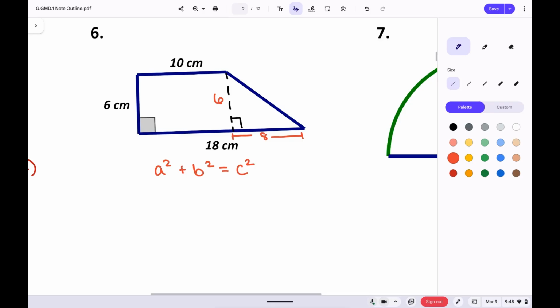6, 8, and then the third number makes a Pythagorean triple. What is the third number? 10. 6 squared plus 8 squared is going to be equal to 10 squared. Okay, that's one example of a Pythagorean triple.